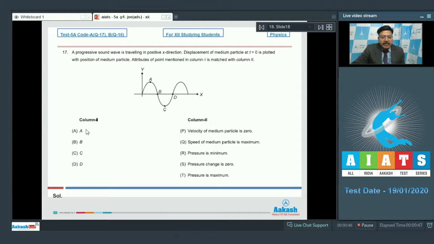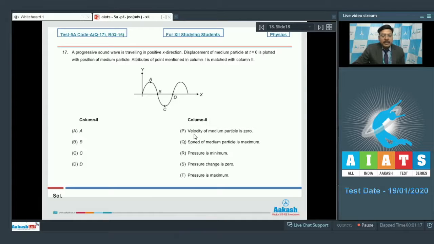Now in column 1 we have point A, B, C and D. A, B, C and D are here in the graph. And in column 2 we have entries like velocity of medium particle is 0, speed of medium particle is maximum, pressure is minimum, pressure change is 0 and pressure is maximum. Well, needless to mention, it's a question from the topic waves. In fact, that too from sound wave.